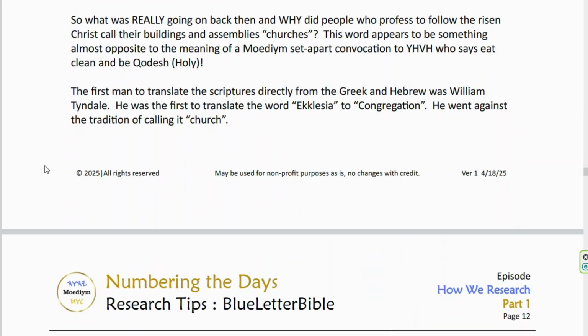So what was really going on back then, and why did people who profess to follow the risen Christ call their buildings and assemblies churches? This word appears to be something almost opposite to the meaning I've come to understand of a Moedim set-apart convocation to Yahuwah, who says to eat clean and be Kodesh.